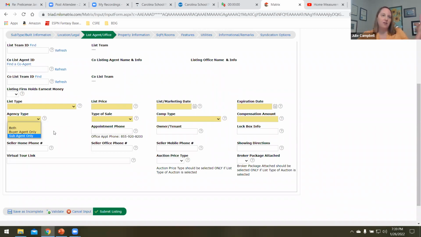If it says sub agent only, I think that's a mistake, because now what they're saying is they only want customers and no clients, and I don't think that's accurate. So in the listing, you see more as a member of MLS than what you would see on Zillow, and this agency type is definitely something you would see. Questions or comments on that?